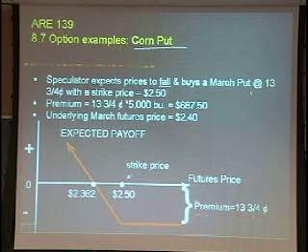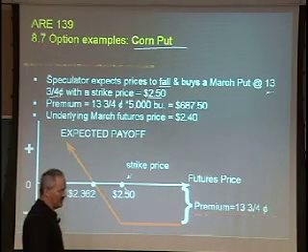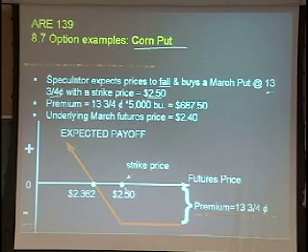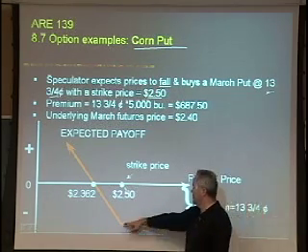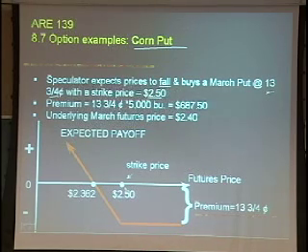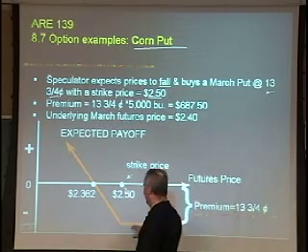And let's suppose that you buy a put that has a strike of $2.50, and the premium is 13 3/4 cents. So then the question is, let's draw our payoff chart. So on the horizontal axis, we have the futures price. We have the strike price on this option, which is $2.50, and that's always the point where the payoff chart will be kinked. Excuse me, it will always be kinked at the strike price.